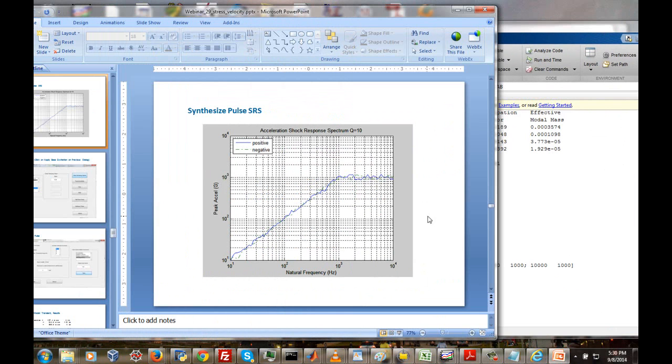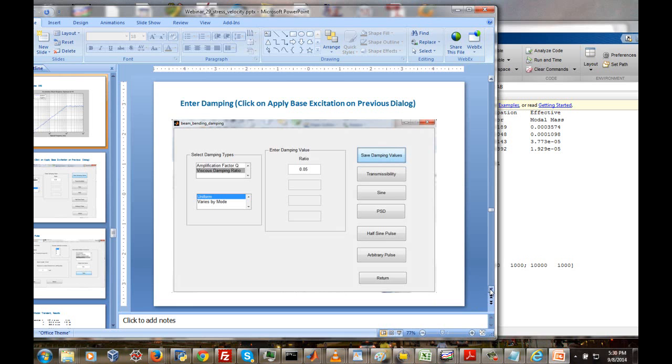So if we actually take an SRS of our synthesized time history, so the title is Acceleration Shock Response Spectrum, Q is equal to 10. The y-axis is peak acceleration, G. The x-axis is natural frequency in hertz. So I'm not showing the nominal here, but the nominal spec does begin at 10 hertz, 10 Gs, and then goes up to 1,000 hertz, 1,000 Gs. So this would be that 6 dB per octave ramp. And then the plateau is at 1,000 Gs. So we're good to go with that transient pulse.